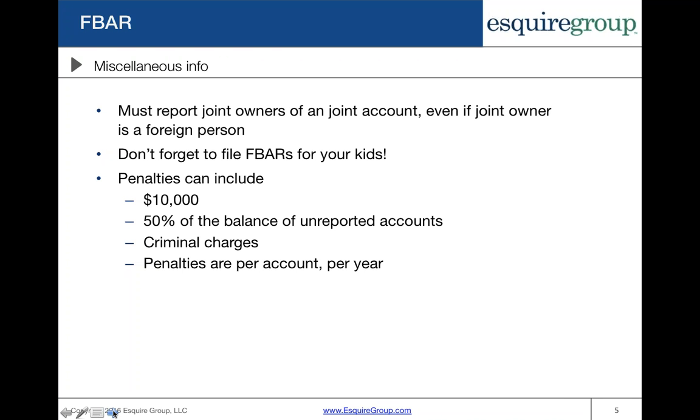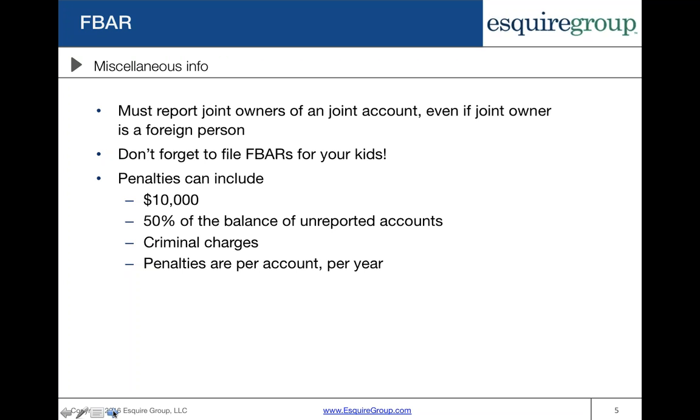Failing to file an FBAR carries with it some fairly stiff penalties. So the penalties can range anywhere from $10,000 to 50% of the value of the unreported accounts. Now, the penalties are per account per year. So assuming the $10,000 penalty, if you failed to report two foreign financial accounts for 2 years, that would be a $40,000 penalty.